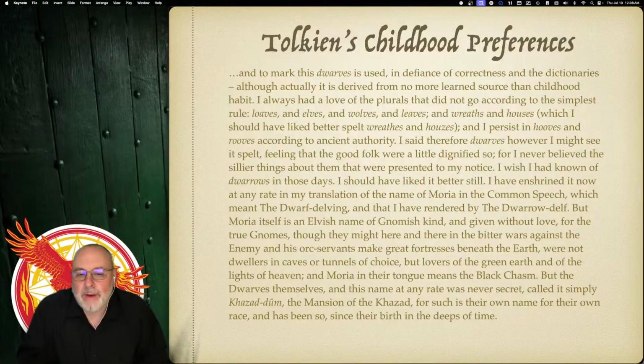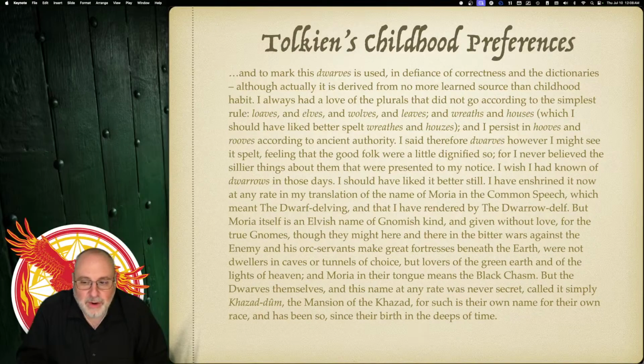I have enshrined it now at any rate, Dwaro, that is, Dwaros, in my translation of the name of Moria in the common speech, which meant the dwarf delving, and that I have rendered by the Dwaro delf. But Moria itself is an elvish name of gnomish kind, given without love, for the true gnomes, though they might here and there in the bitter wars against the enemy and his orc servants make great fortresses beneath the earth, were not dwellers in caves or tunnels of choice, but lovers of the green earth and of the lights of heaven, and Moria in their tongue means the black chasm.